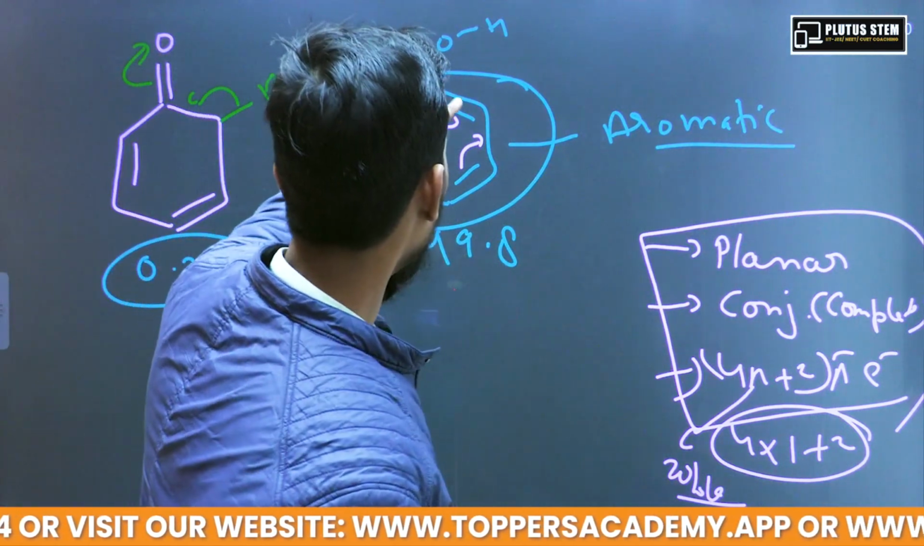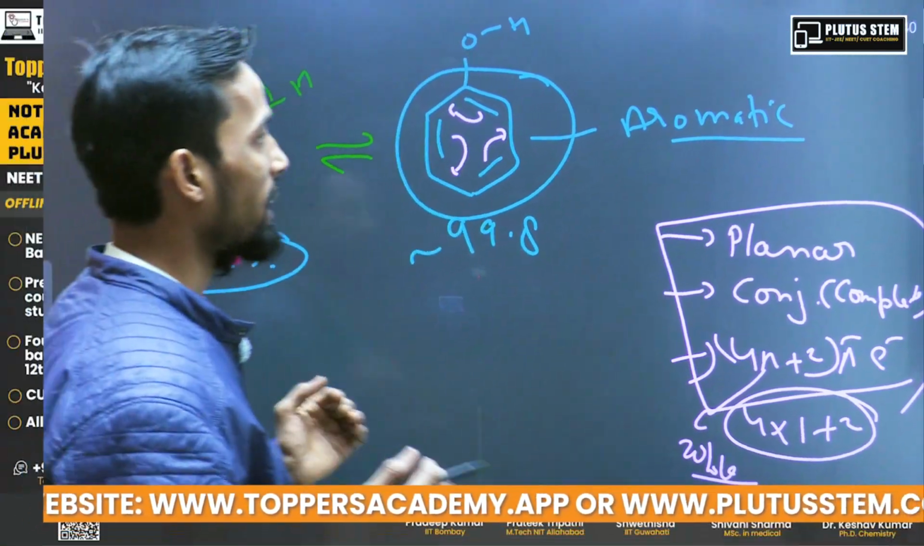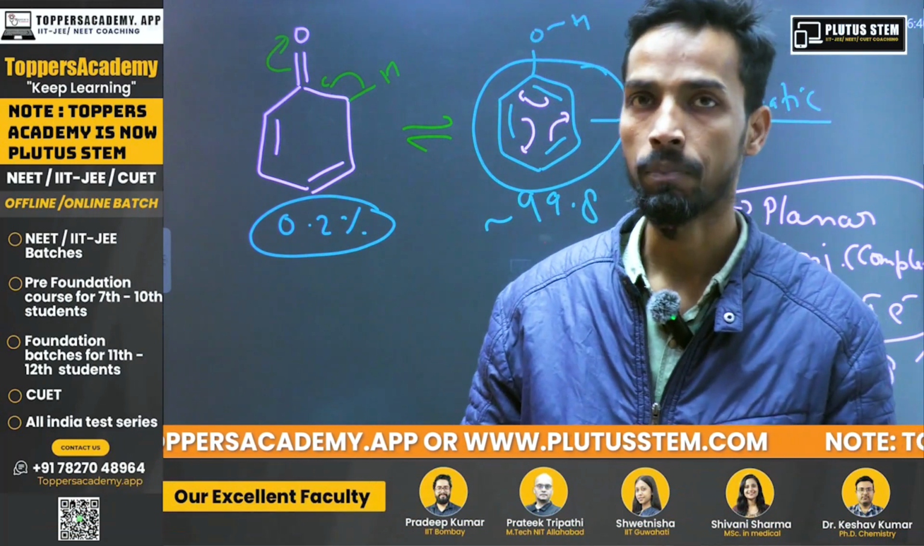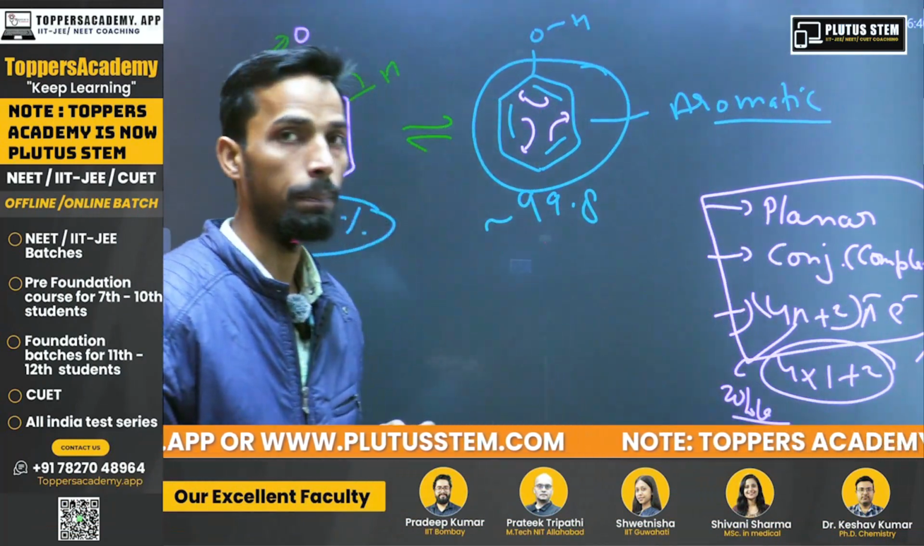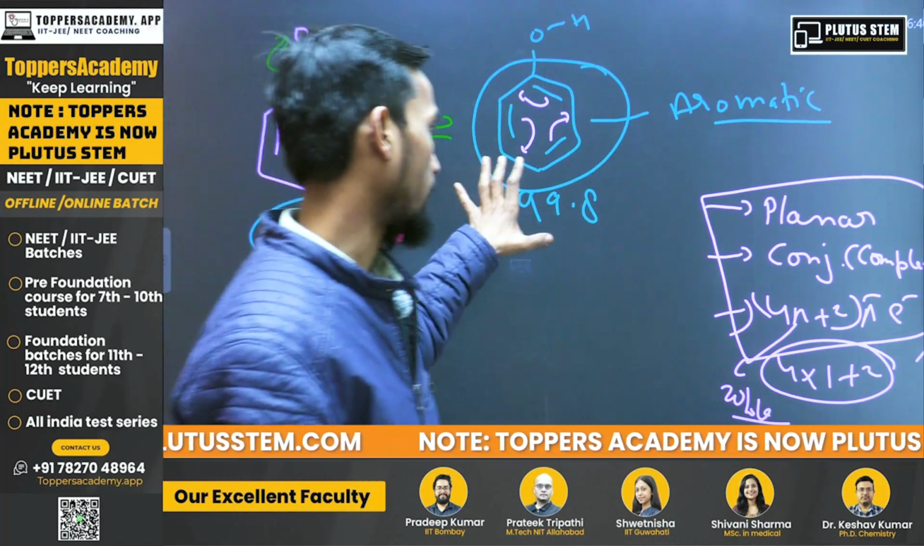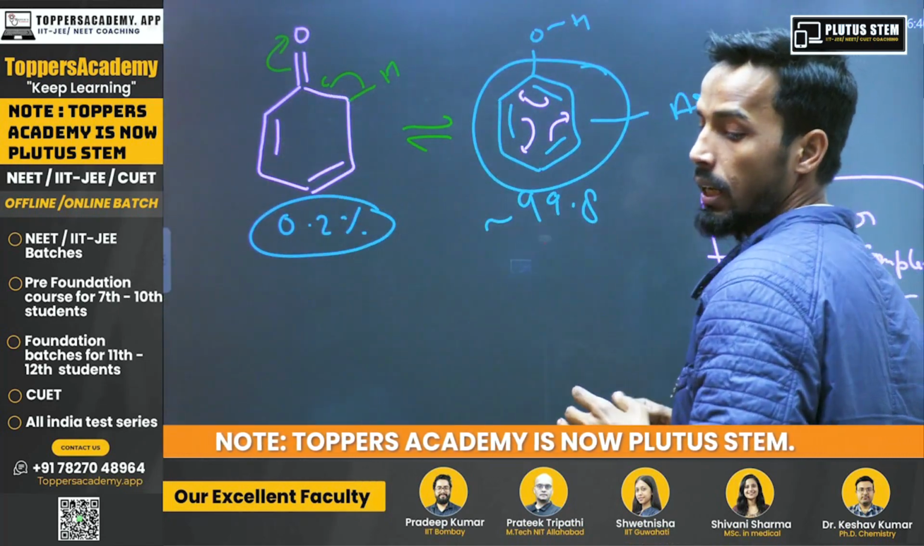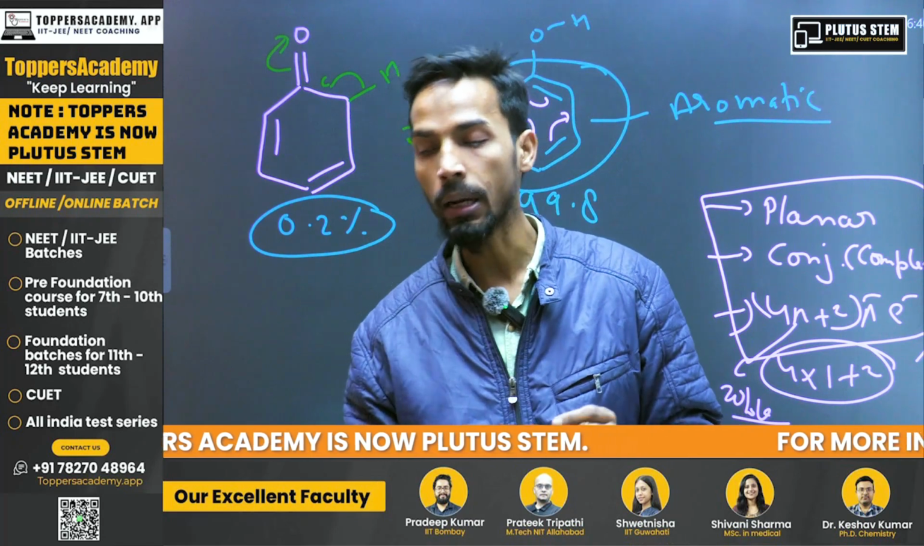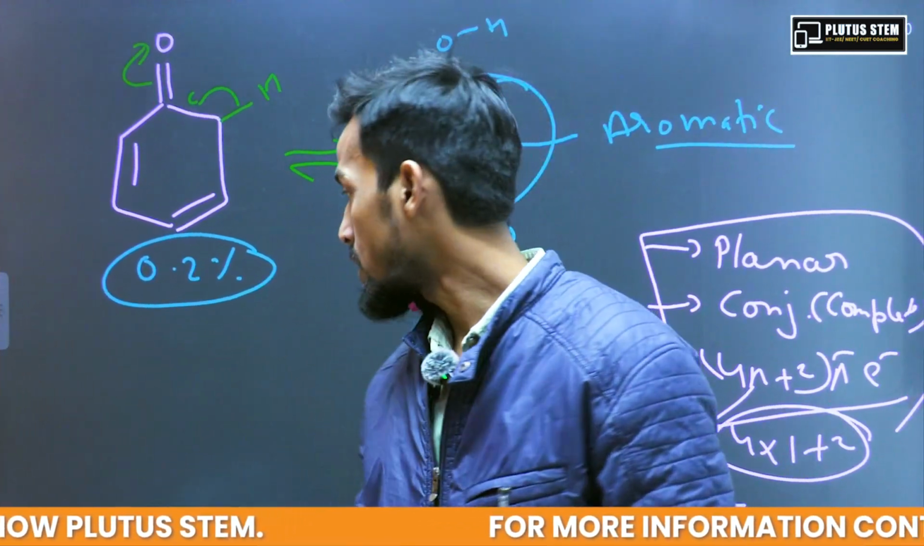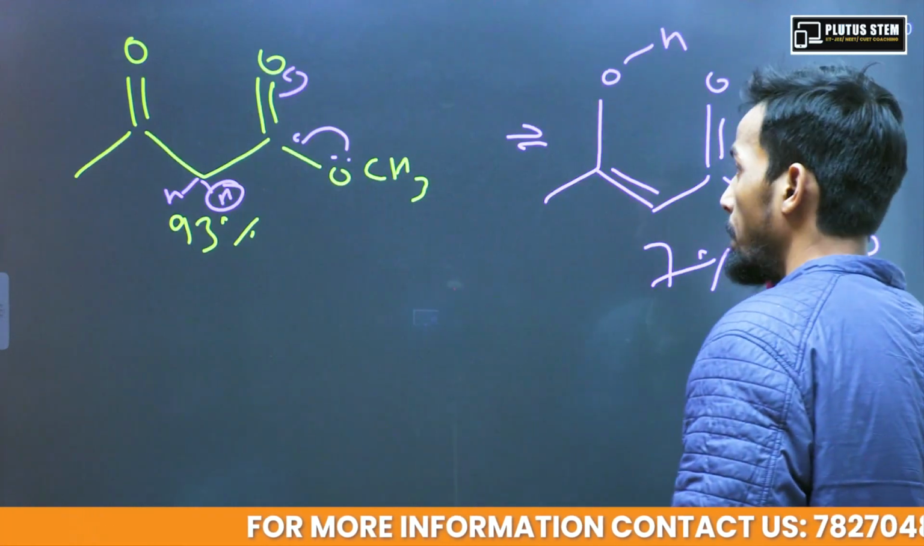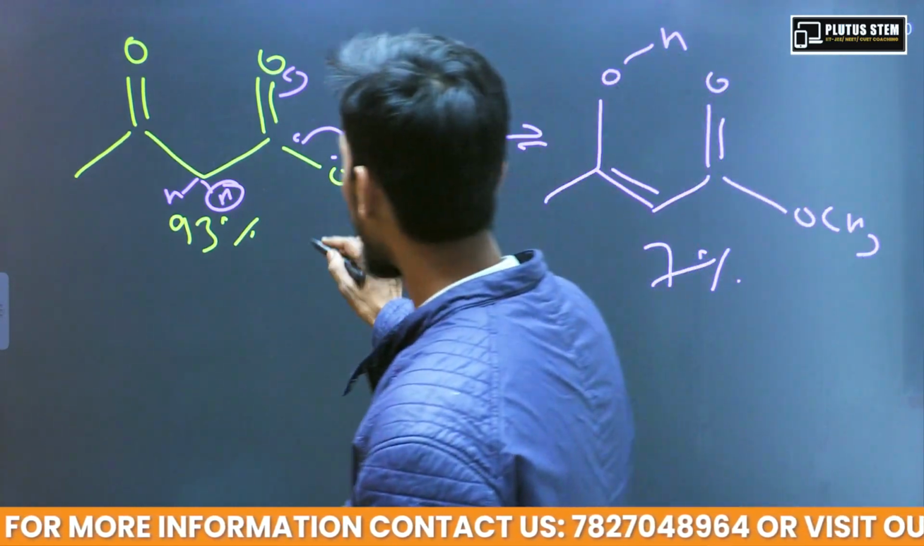So this is an aromatic compound, and due to this aromaticity it is more stable. This is a quite more stable compound we are getting over here. So this compound is getting a content of 99.8%. And generally when you are studying such compounds, you would have studied that alpha hydrogen is being abstracted.